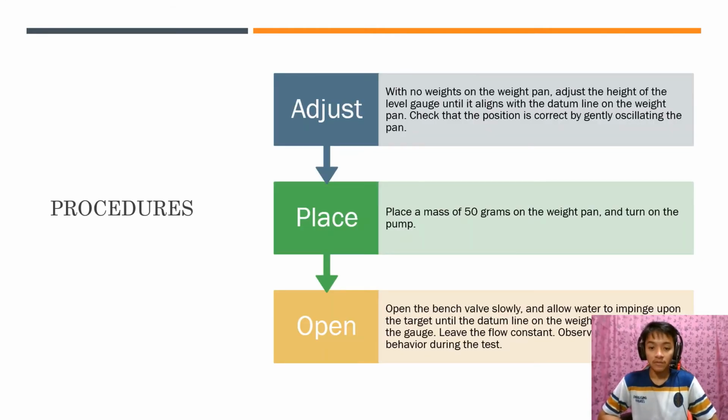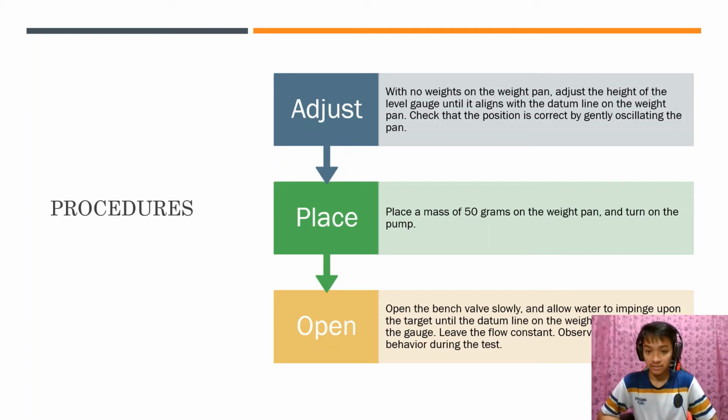Then, ensure that the vertical shaft is free to move and is supported by the spring beneath the weight pan. Next, with no weights on the weight pan, adjust the height of the level gauge until it aligns with the datum line on the weight pan. Check that the position is correct by gently oscillating the pan. Place a mass of 50 grams on the weight pan and turn on the pump. Then, open the bench valve slowly and allow water to impinge upon the target until the datum line on the weight pan is level with the gauge.